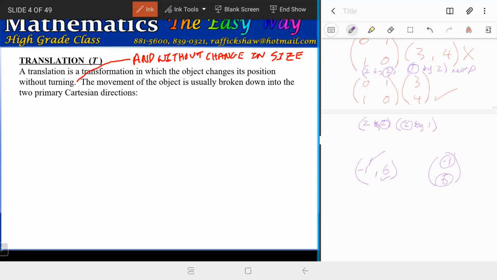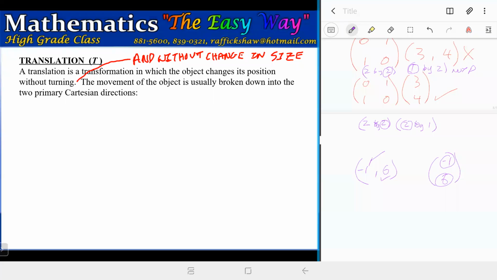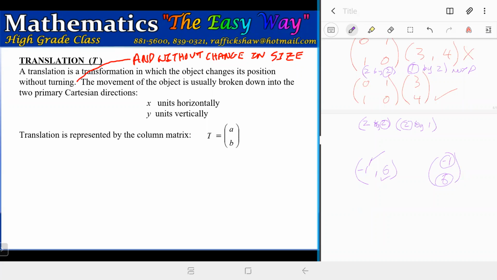The movement of the object is generally broken down into the two primary Cartesian directions, the x direction and the y direction. X units horizontally and y units vertically. The translation is represented by a column matrix, (a, b). The a is the number of units horizontally, and the b is the number of units vertically that the object moves.